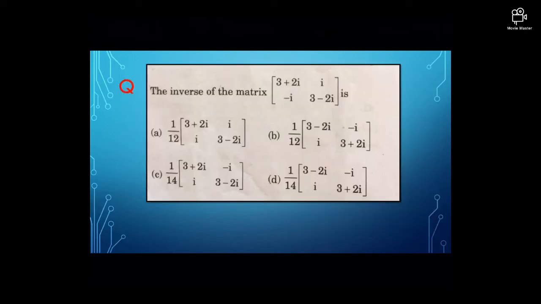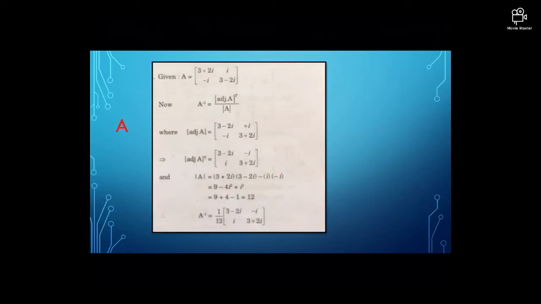Next question: the inverse of the matrix [3 plus 2i, minus i; i, 3 minus 2i]. These are not real numbers, these are complex numbers. So we have to find how to find the inverse. Same as before, adjoint by determinant of that particular matrix. So the adjoint: we just interchange those two values, 3 minus 2i and 3 plus 2i. For the other two, we put the negative signs, minus i and plus i.